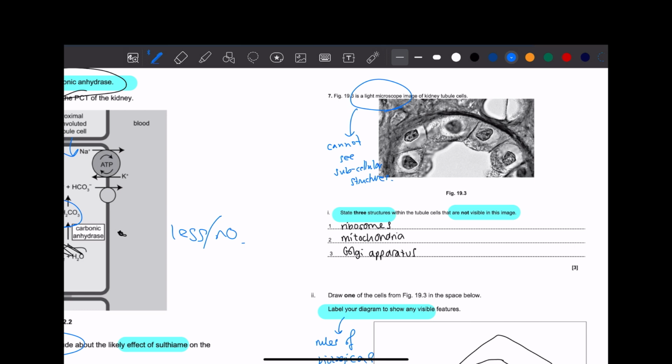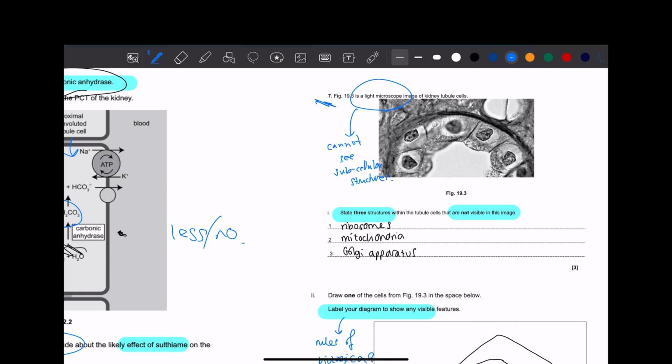It's really great. Now, let's read it. State 3 structures within the tubal cells that are not visible in this image. Okay, you might be looking at me thinking, what are you talking about? How am I meant to say what structures are not present? How would I know, right? Justified. This is why you need to look for hints.